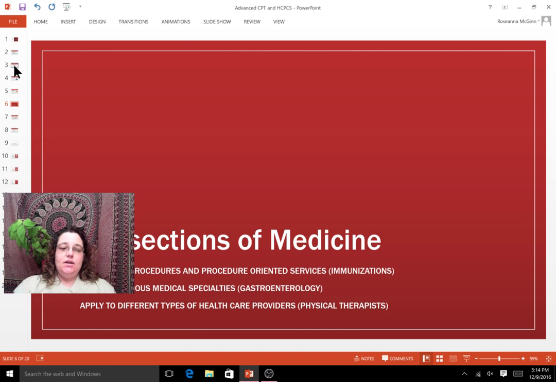Subsections of medicine. There are different subsections of medicine, and they classify procedures, and procedures are oriented via the types of services. For example, immunizations. They apply to various medical specialties such as gastroenterology, chiropractic, any of that kind of stuff. Apply to different types of healthcare providers, including physical therapists, nurse practitioners, skilled nursing facility workers often fall into this category, like rehabilitation services, anything like that.